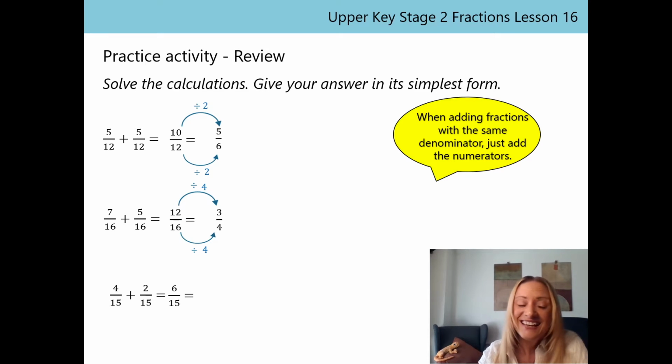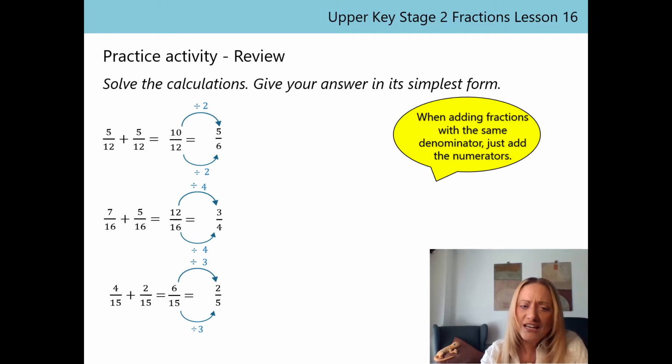Because 15 isn't even. Is 3 a common factor? Yes, it is. 3 is a common factor because they're both divisible by 3. So 6 and 15 are in the 3 times tables. Is that the highest common factor? Yes. So we can divide the numerator and the denominator by 3. And so our simplest form becomes 2/5. Really well done. And 2/5 and 6/15 are equivalent fractions because they're the same proportion of the whole.